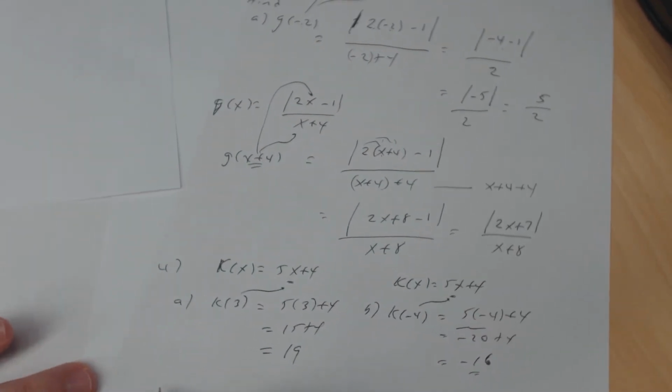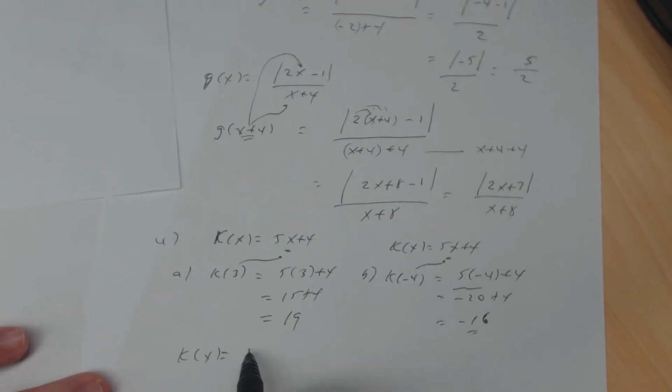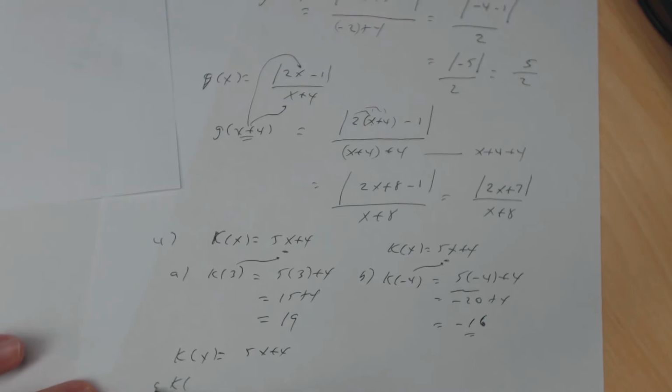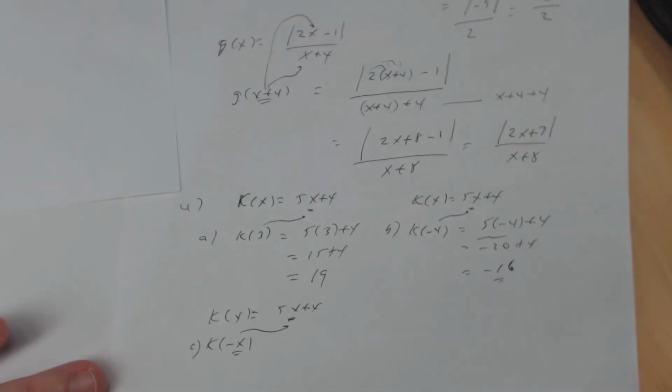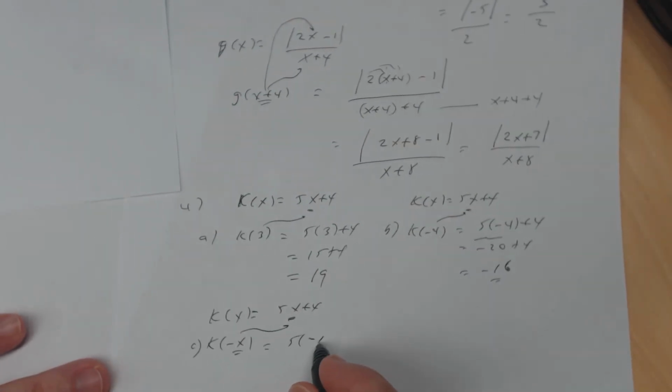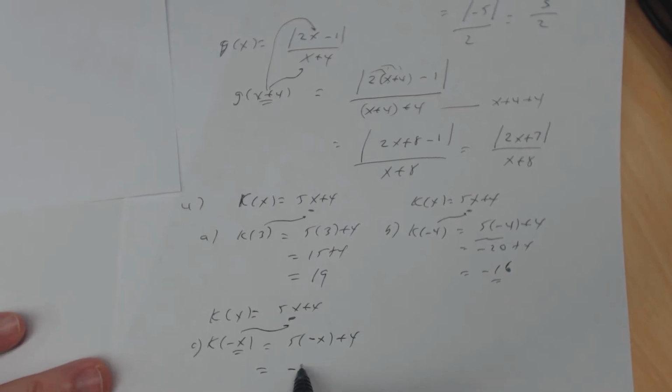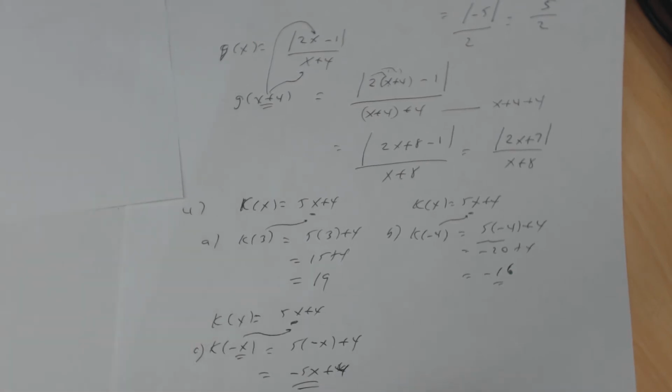Part C, remember k of x is this. So k of x is 5x plus 4. So in part C, you want to find k of negative x. So again, where we see the variable x, you're going to substitute negative x. So that's what that says. So I get 5 times negative x plus 4. So 5 times negative x is a negative 5x plus 4, and then you're done. You can't combine them. They're different terms. They're not like terms. So that's your answer there.